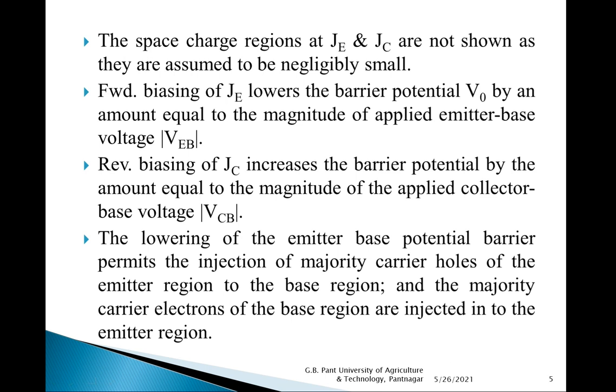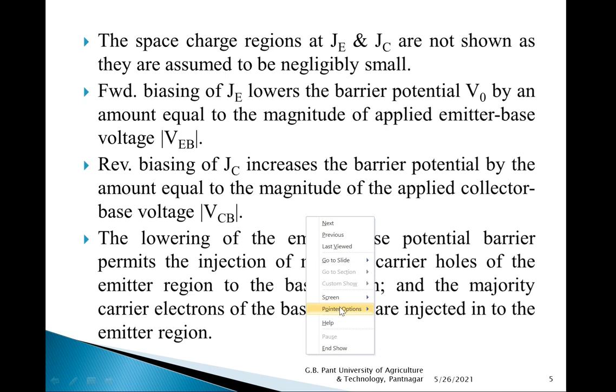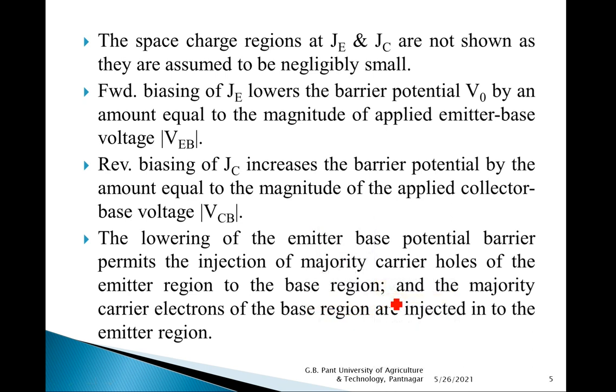Again, what we have done is we have taken the space charge region as negligibly small, and they are not shown in this figure. We have considered the space charge regions near JE and JC, the emitter and the collector junctions, to be negligibly small, and hence these space charge regions are not shown.